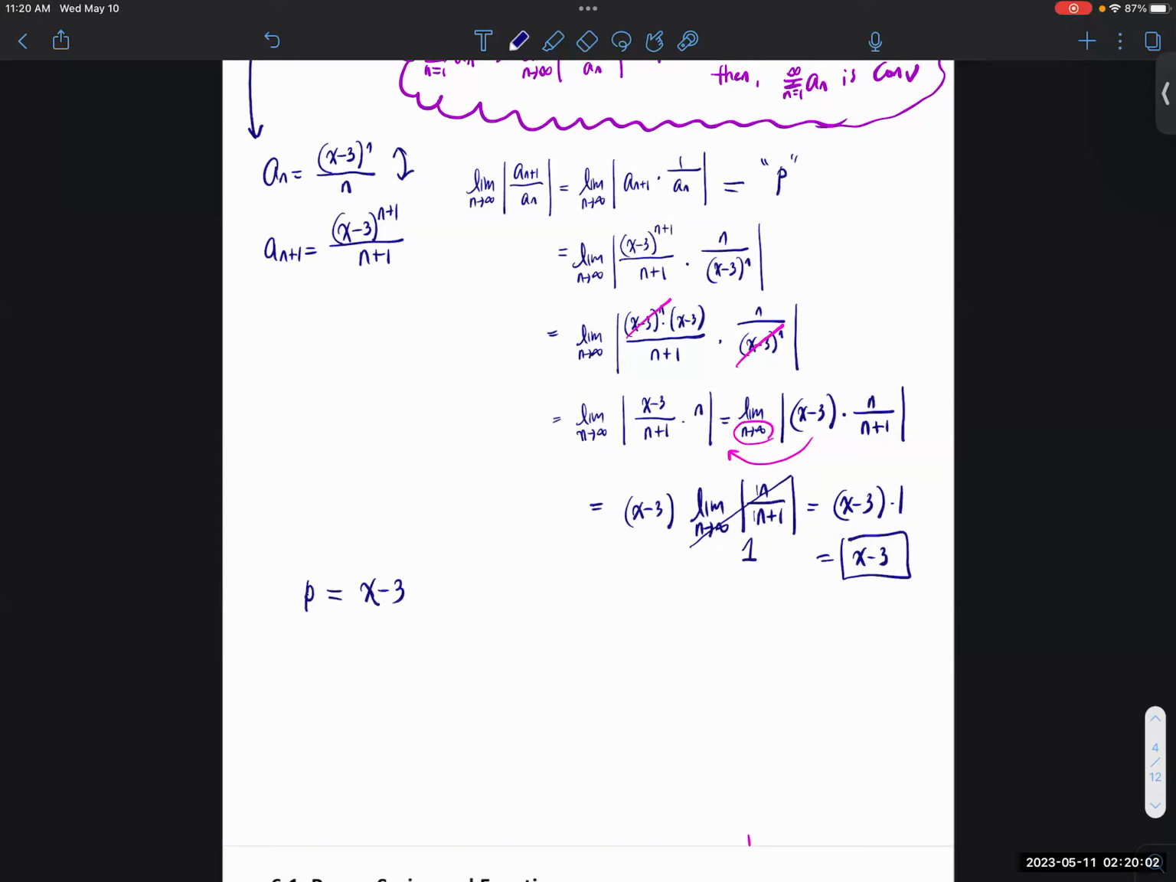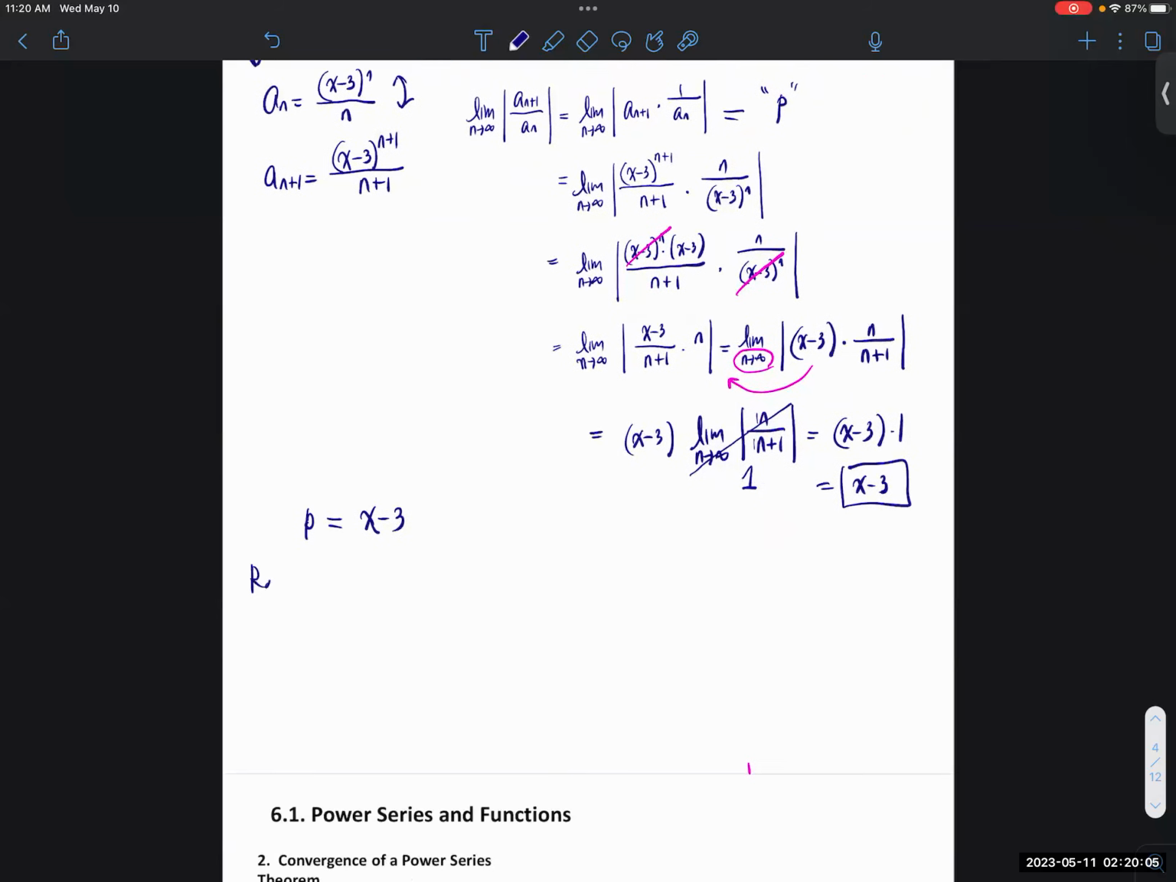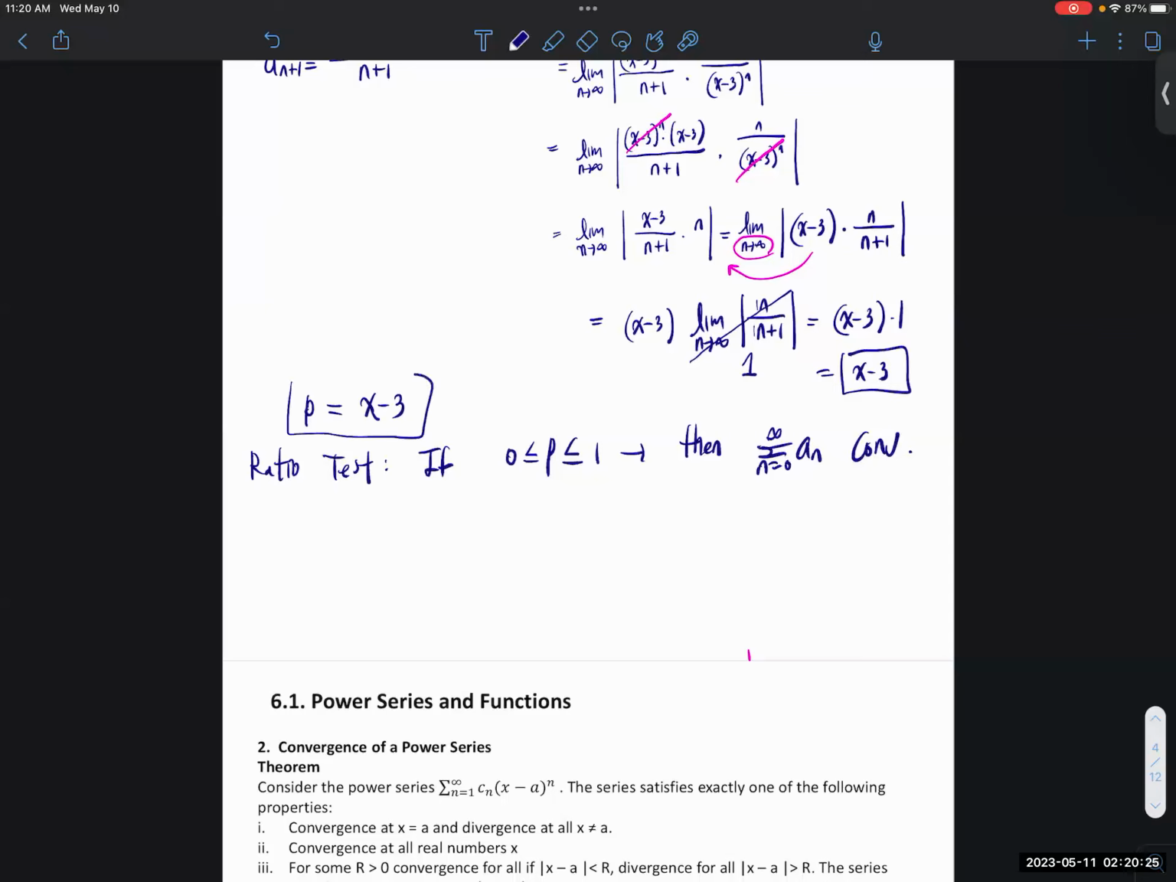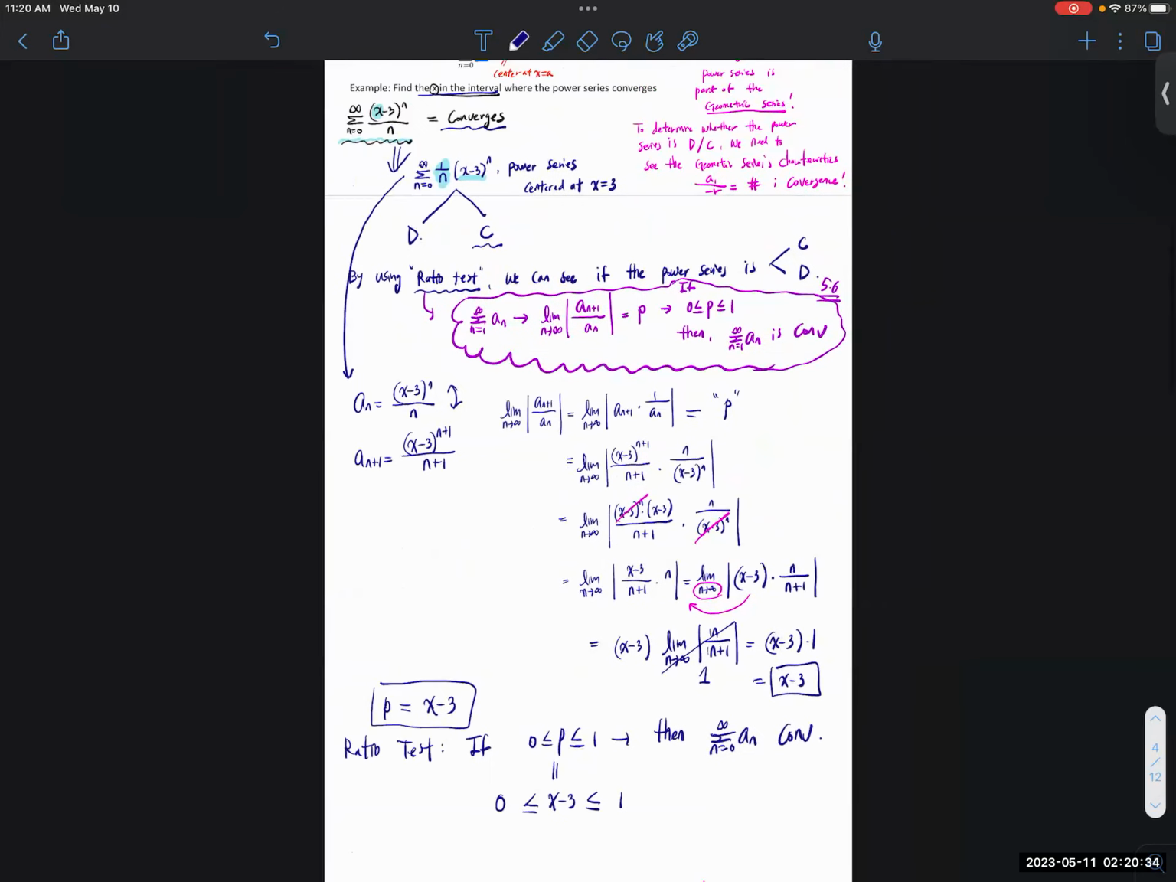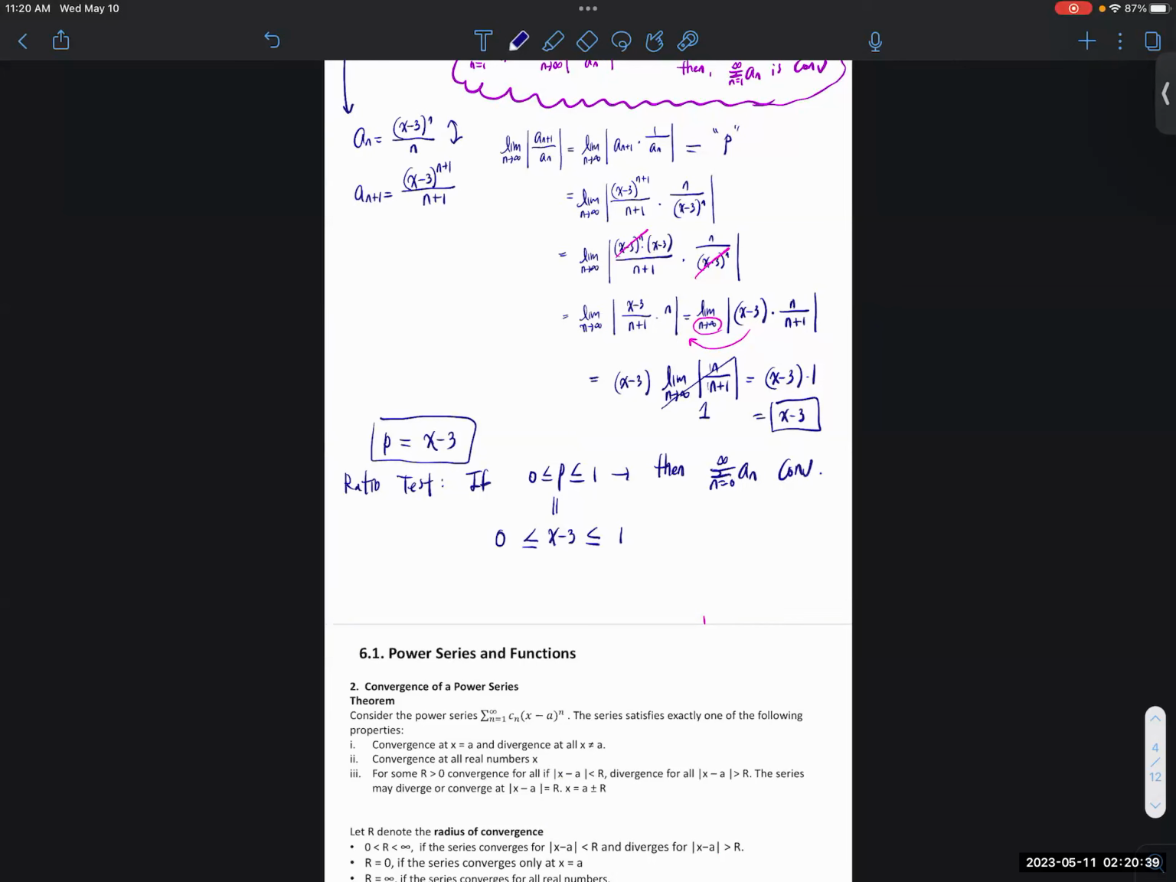Are you following? And then the ratio test, I just talked about it. The ratio test said if P is between 0 and 1, then the series is convergent, correct? So therefore, that P, x minus 3, must be between 0 and 1. I'm looking for the interval of x. So you're going to solve the inequality, adding 3 everywhere.